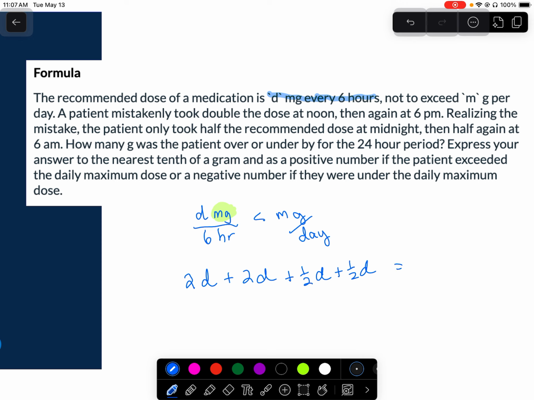Okay, so 2 plus 2 is 4. Half plus a half is another one, so this is 1 whole. And then 2 plus 2 plus 1 is 5 D milligram doses.